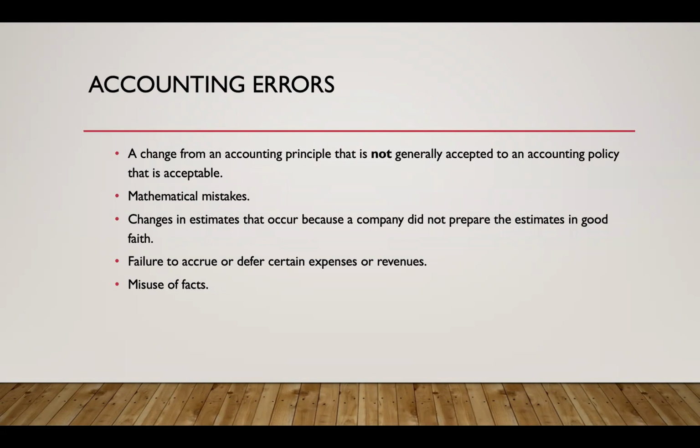So for example, you can use accounting principles which are not US GAAP. You make mistakes in calculation, and you estimate not in good faith. So all kinds of mistakes. The key point is that it has to be wrong, okay? You definitely have mathematical mistakes. It has to be wrong.